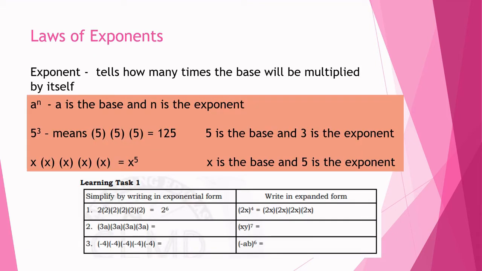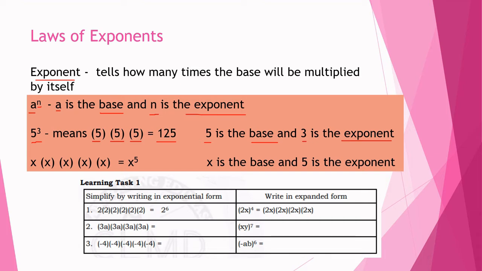Now, in order to multiply and divide polynomials, we need to apply the laws of exponent. Remember, the exponent tells how many times the base will be multiplied by itself. Any number a raised to n: a is what you call the base and n is the exponent. Yung 5 cubed or 5 to the third power means 5 times 5 times 5. If we're going to simplify this, we have 5 times 5 is 25, times 5 is 125. So 5 is the base and 3 is the exponent.